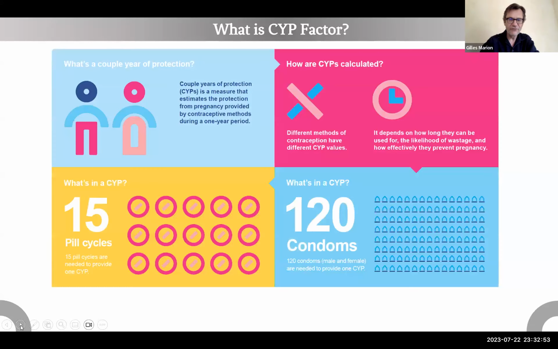One thing before moving on, we'll use the couple year protection. So what is a couple year protection? When we work on contraception, there is this factor, this data, which has to be taken into consideration. And that's the couple year protection. It's the quantity of product which is needed to protect a couple for a full year. So depending on the method which is going to be used for contraception, you'll have different products and different quantities. D'accord?